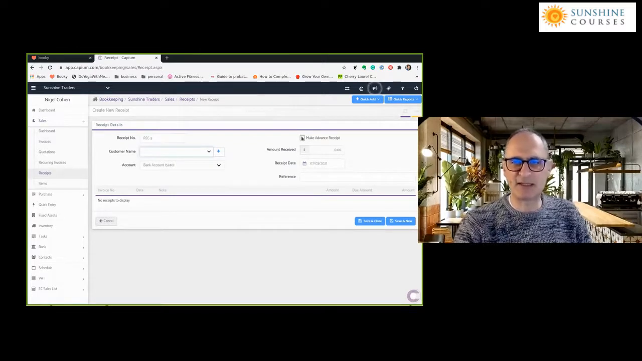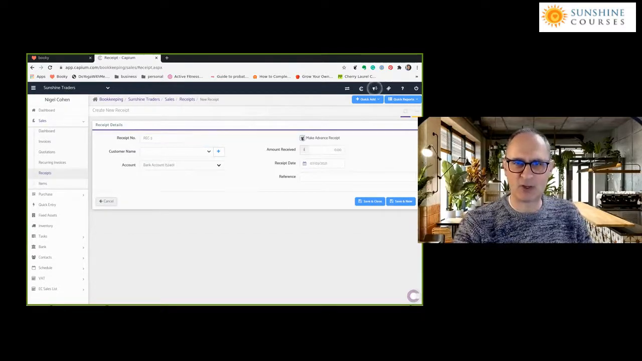This says to the system, I'm not paying off an invoice I've already raised. I'm showing a receipt for which I haven't yet raised an invoice. So I'm going to make an advanced receipt. In this case, let's say Grant Traders. They're going to pay us, let's say they pay us £5,000 in advance.